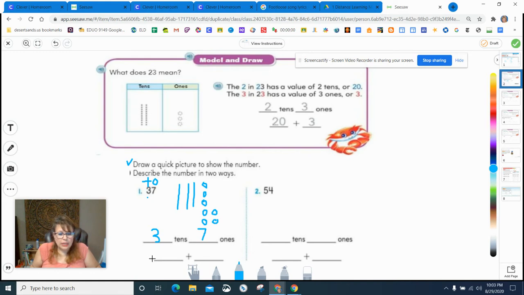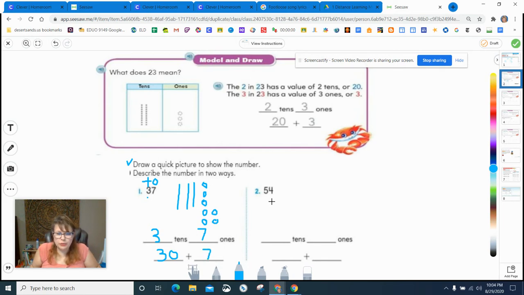Now, when I do the expanded form, it's like an addition. So I have to count 10, 20, 30. Just look at your picture and that will help you see it better. So that's 30. And then plus, and it's already there for you, 7 ones. 1, 2, 3, 4, 5, 6, 7. So I put 7. And this is expanded form.